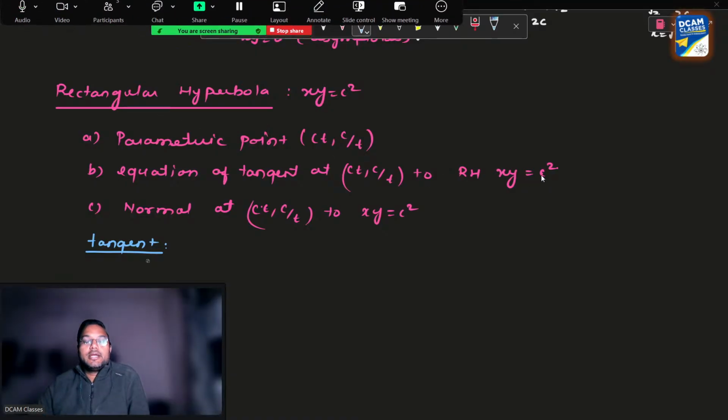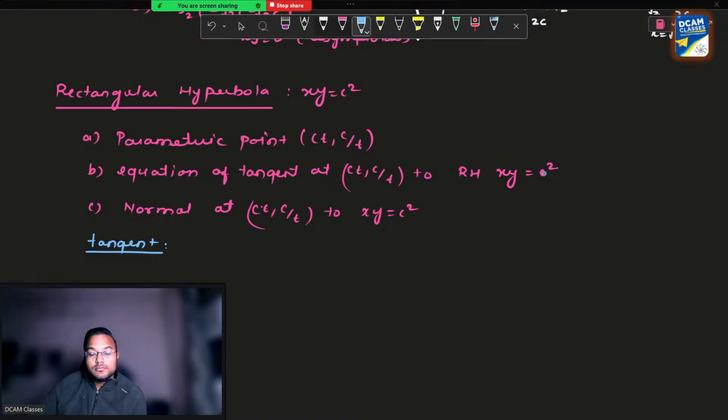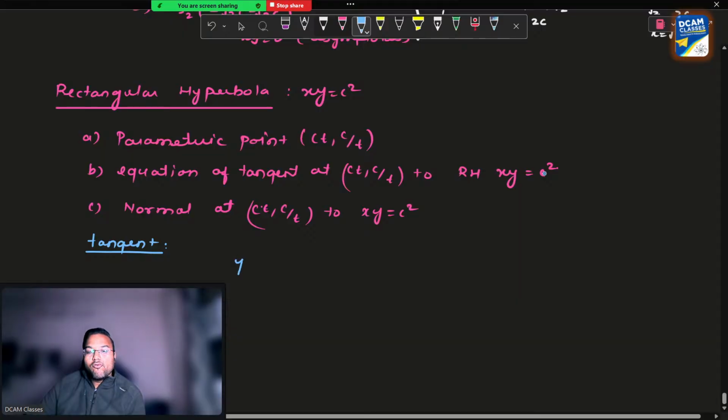I think you're not getting it. Let me show you. First, we'll find out the slope dy by dx. y plus x dy by dx is equal to 0. So dy by dx will be equal to what? Minus y by x.